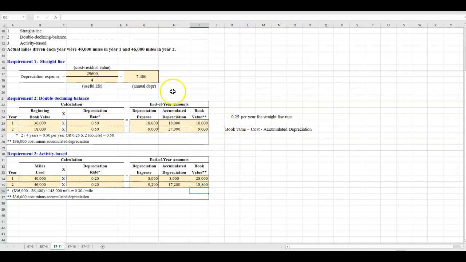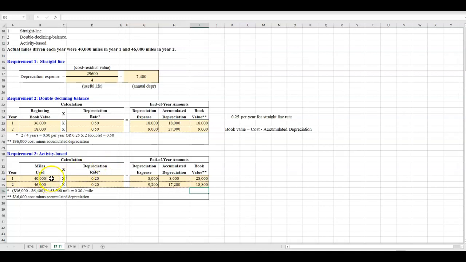So to recap, for straight line depreciation, you take your cost minus your residual value and divide by your useful life. For double declining balance, this is the only one you do not use the residual value. You take your book value times double your straight line rate. Come up with a new book value at the end of year 1 and use that new book value at the end of year 1 to calculate year 2.